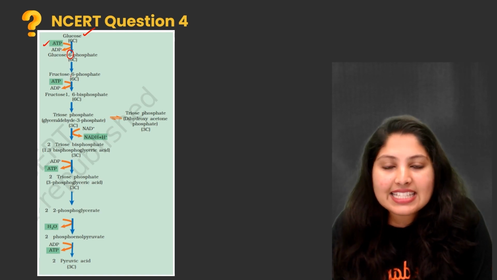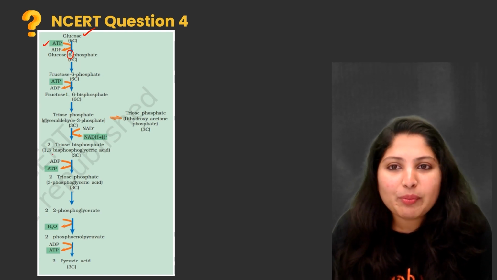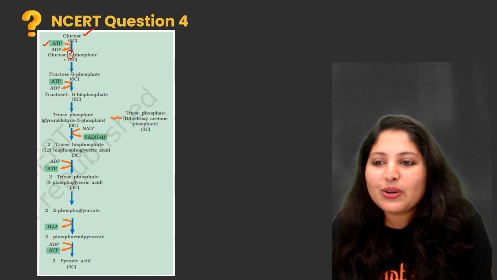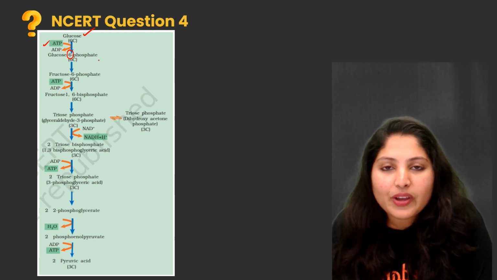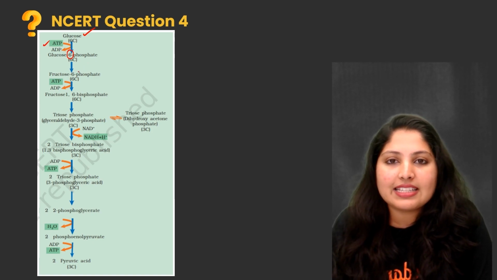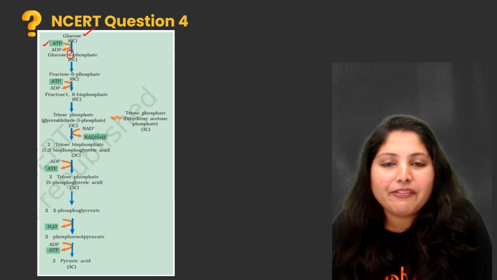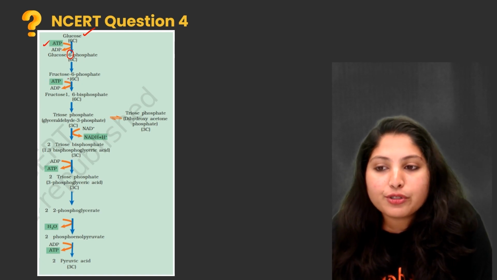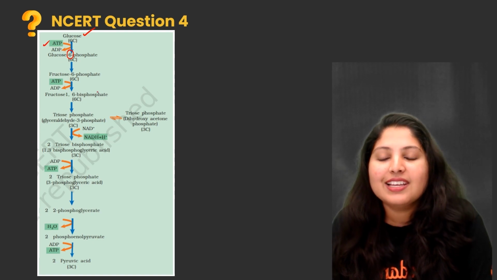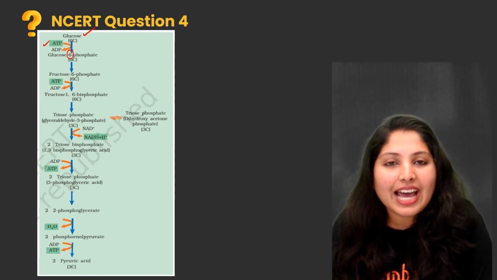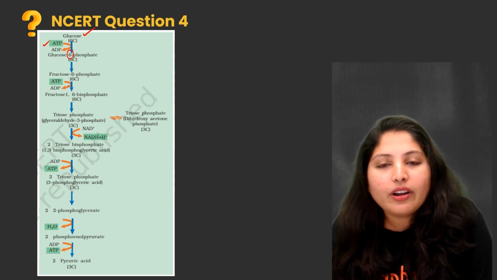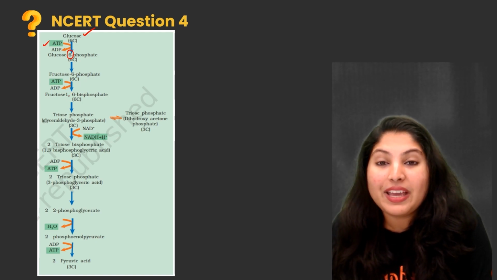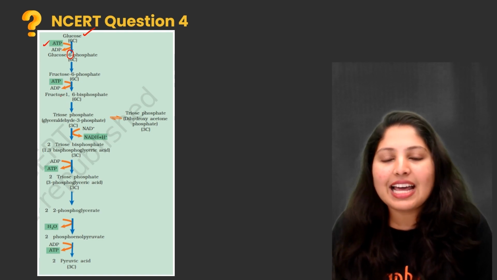Next, second step, what happens? Isomerism. Glucose is converting into fructose. So glucose 6-phosphate is undergoing isomerism with the help of an enzyme called isomerase enzyme and converting into fructose 6-phosphate. After that, what happens? Another phosphate group is added here. One more phosphate group is attached to the first carbon atom.